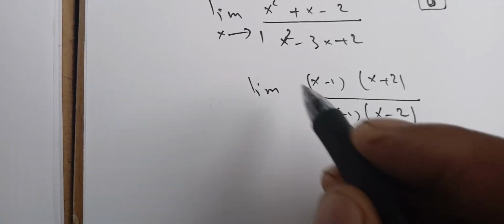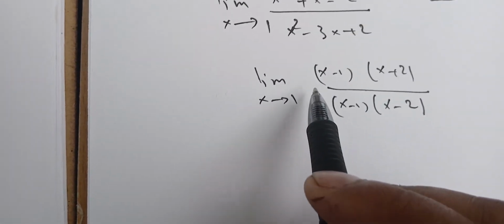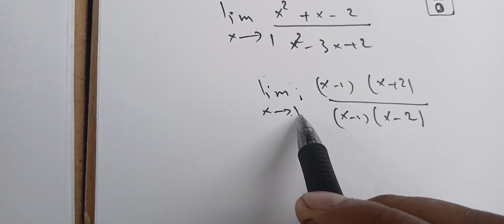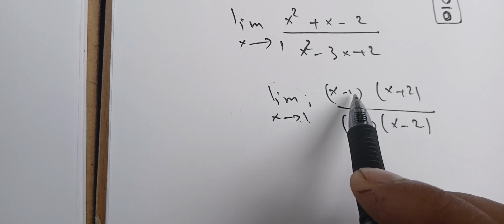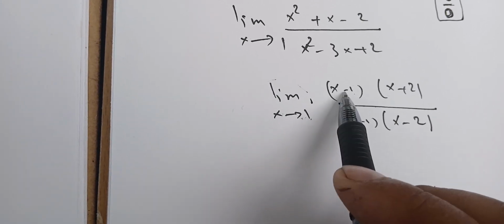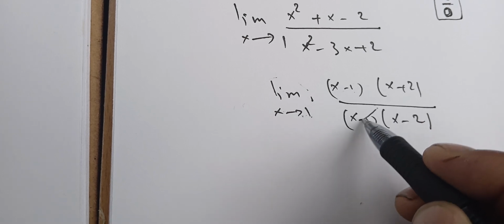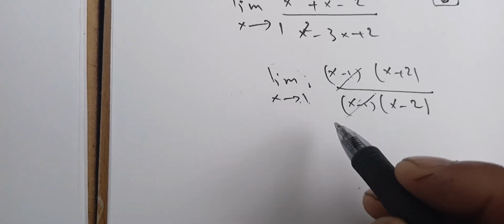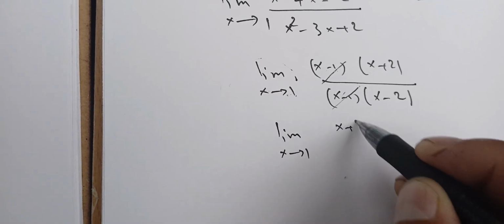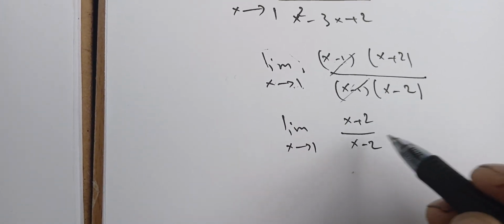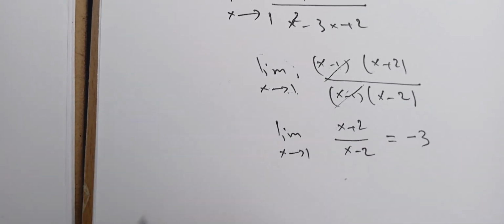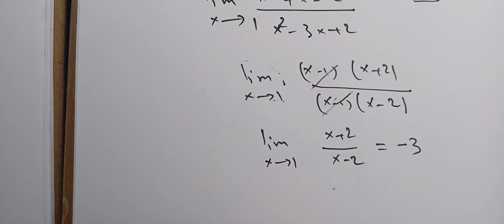Yes, so now when x is approaching 1, this factor x minus 1 is never 0. We're just approaching 1, where x is not equal to 1. And therefore, we can cancel this factor, since it's not 0. And we have this limit of x plus 2 over x minus 2. Now we can evaluate. We get 3 over minus 1, that means it's minus 3. And our limit is minus 3.